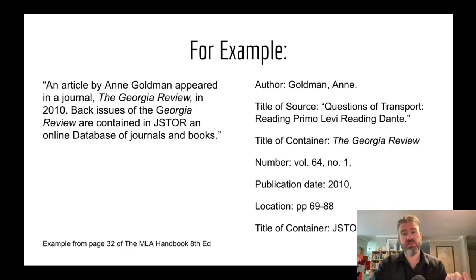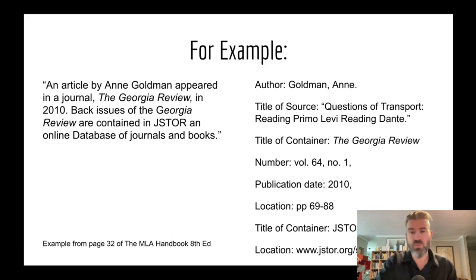Now we have a secondary container here because we didn't find this article in the physical copy. We found it through an online database. So we found it in JSTOR. And then I also need a secondary location, which is the URL or the web address. Now you can use a location like this, or you can use what we call a DOI, which is a digital object identifier, just so long as we have that URL. If for any reason it's a source that you didn't find online, you wouldn't need that. But for any source that you find online, whether or not it exists in a physical copy somewhere else, you need to show where you found it.